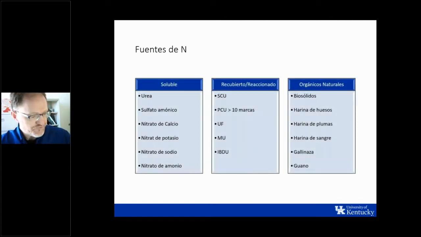Okay, so we're going to talk about nitrogen sources. We have a variety of different nitrogen sources, but on this list we have soluble nitrogen, we have coated or reactive nitrogen, and we have natural organic nitrogen. These are all just examples of different nitrogen sources that exist in turfgrass management. You may or may not have these available in your locations in Spain. There may be regulations, there may not be regulations, I don't know. But these are just examples of the variety of materials that are categorized as nitrogen sources, okay?